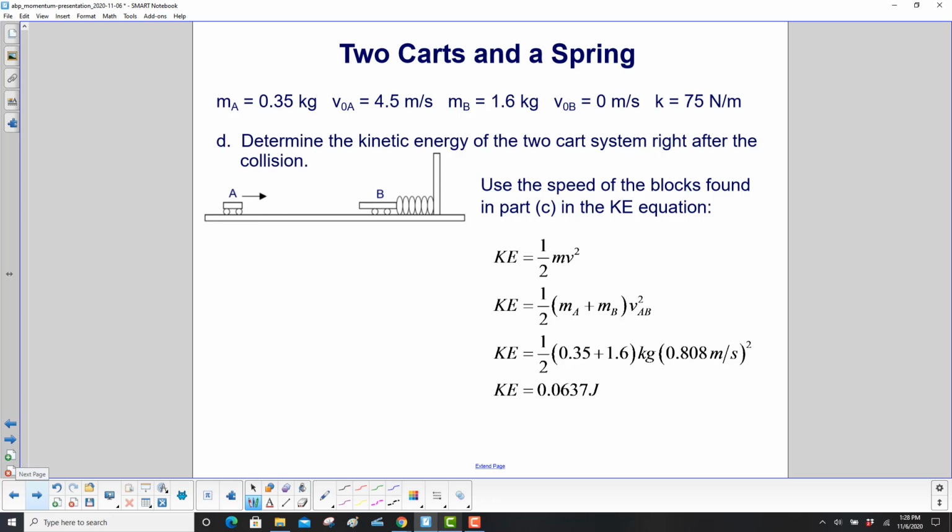Find the kinetic energy of the two-cart system right after the collision. And again, that's before the spring starts acting on it. So we use our kinetic energy equation again. This is the general form. We've got the two masses sticking together, and we calculated the velocity in part C. So we just substitute that in, put our masses there, and we get 0.0637 joules.